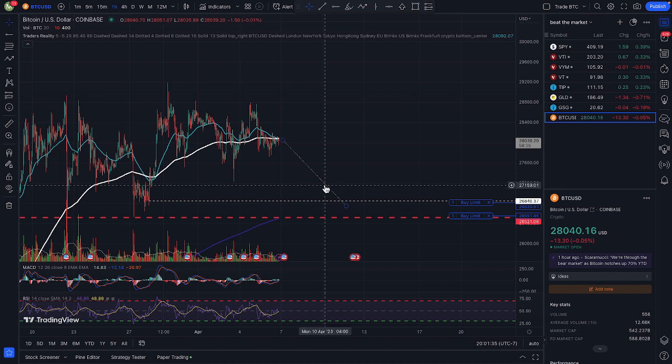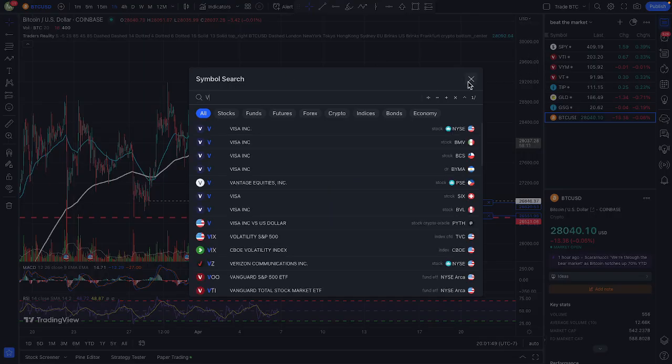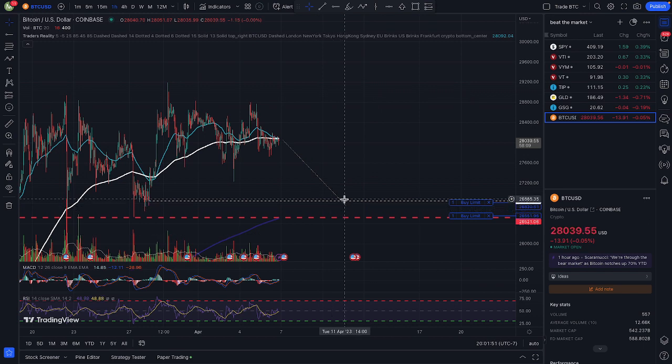We're going to talk about the S&P 500 and some Bitcoin. We're going to make predictions for the next short time frames here. We're not really looking at longer time frames.